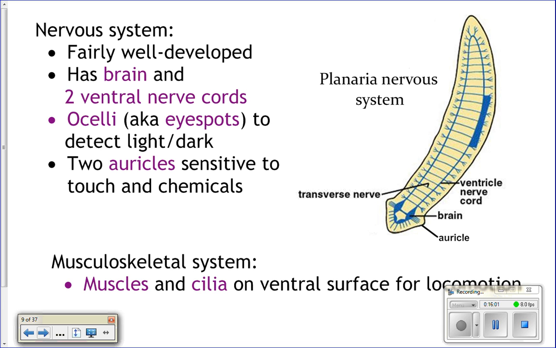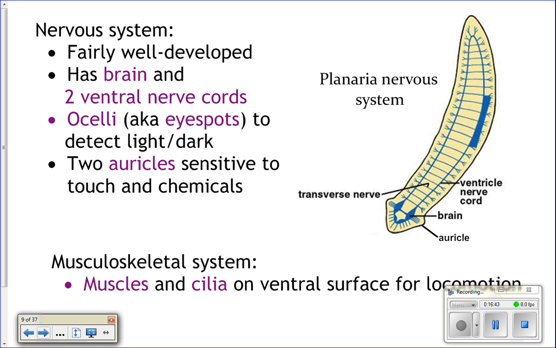And then also part of the nervous system, they have ocelli, which are eye spots, so that they can detect light from dark. And then they've also got these 2 things called auricles. So if you look up here at the head, see how you've got 2 little protrusions off the side of the head? Those are called auricles. And on those auricles, you're going to have chemical sensitive cells and also touch sensitive cells. So all of that would be part of the nervous system. So they can detect chemicals to find food and also detect predators and stuff like that and to see light and dark. All right.